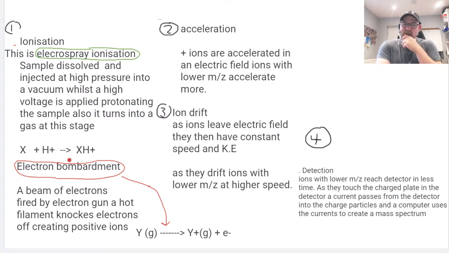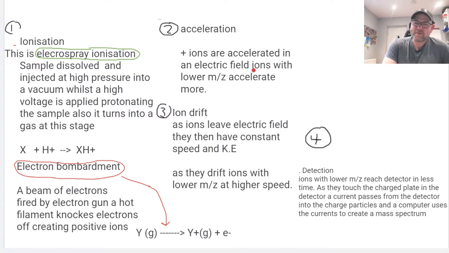And then it has the formula XH plus, or we can use the electron bombardment method to create a positive plus one ion, where we fire a beam of electrons, as I said, from the hot filament. And so I've got sample Y or atom Y, and it's becoming Y plus, and an electron's been knocked off. Right, then we accelerate it.